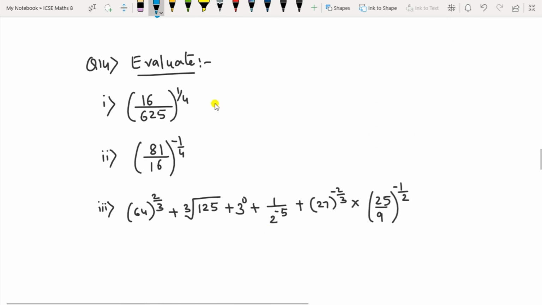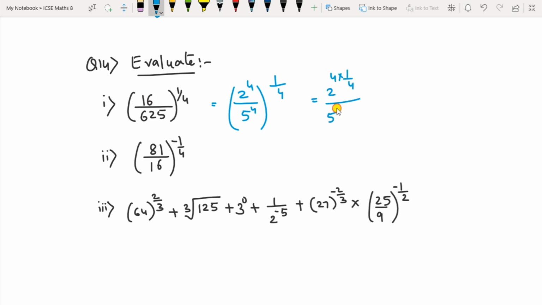Question 14 is evaluate. You can see the power is 1 by 4 outside the bracket. So split this number in the power of 4. So this becomes 2 raised to 4 upon 5 raised to 4, raised to 1 by 4. Multiply this 1 by 4 to each of the terms. So it will be 2 raised to 4 into 1 by 4 upon 5 raised to 4 into 1 by 4. So that 4 gets cancelled. The answer is 2 upon 5.